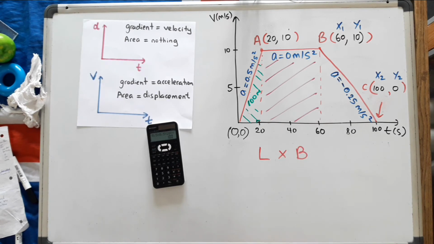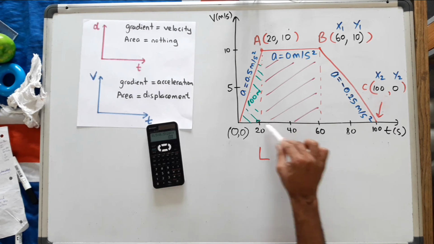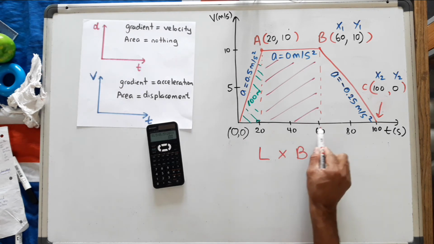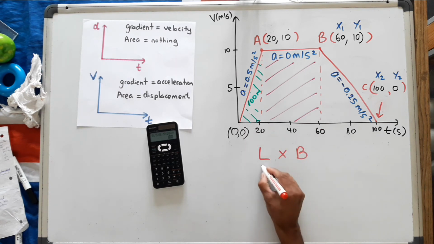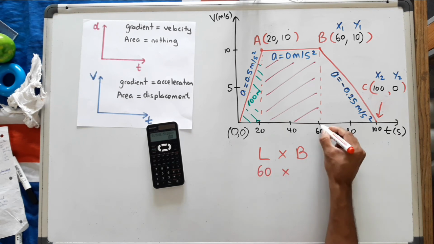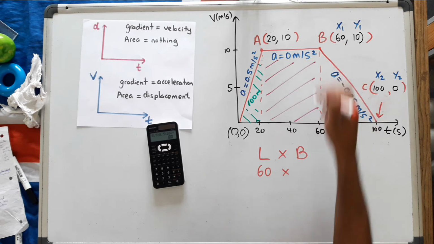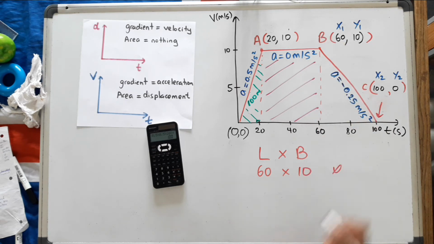Length by breadth. Now I'm going to show you a common mistake made in these types of questions. I'm going to consider this to be the length and this to be the breadth, right? It doesn't matter if you mix up the length and the breadth, you're just going to multiply them anyway. My length is 60 because you're seeing the 60 here. And the breadth is 10, right? From here to here is 10 on the y-axis. This is 100% wrong.